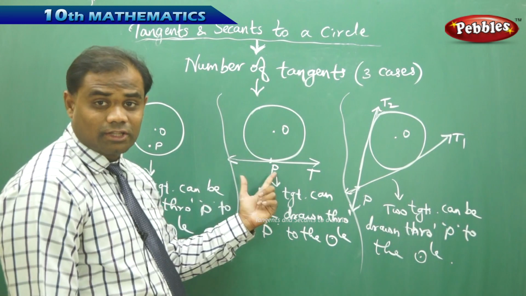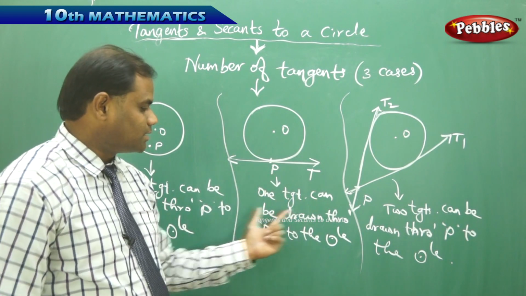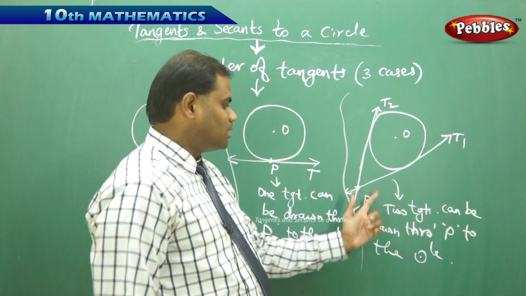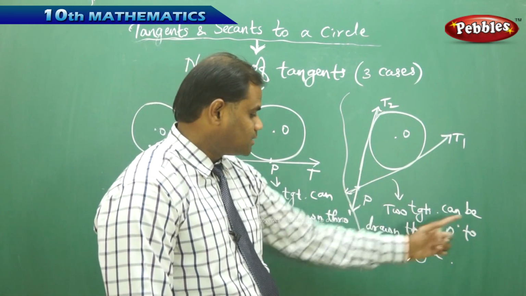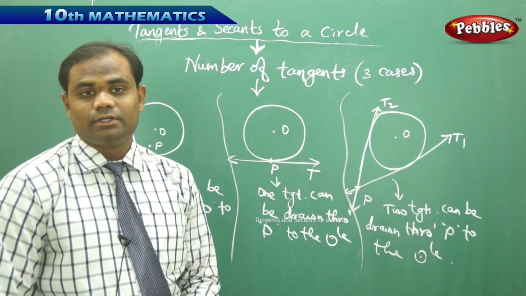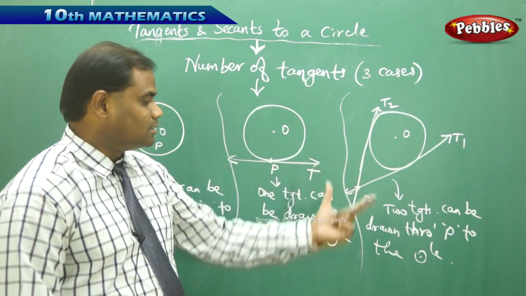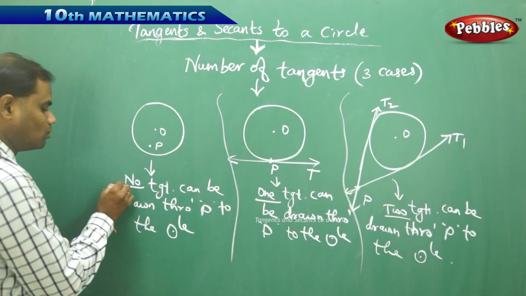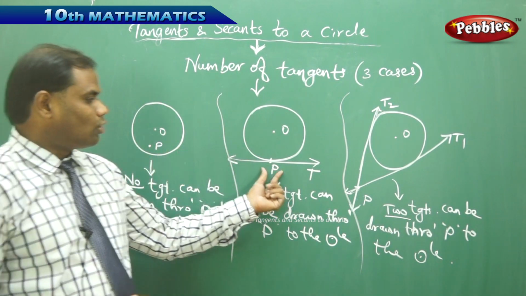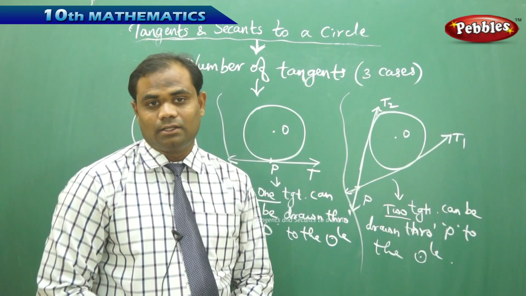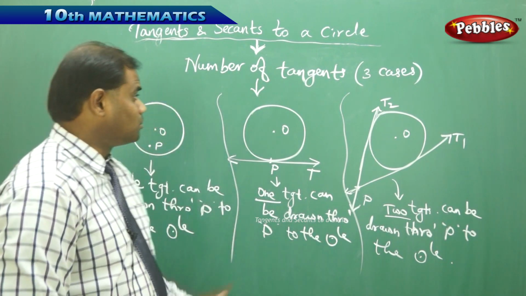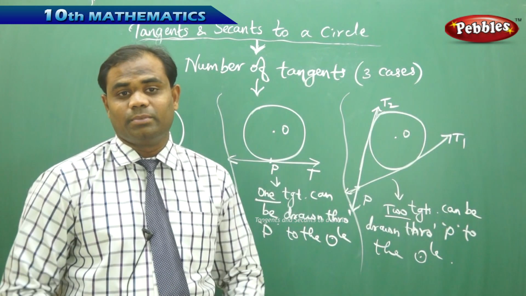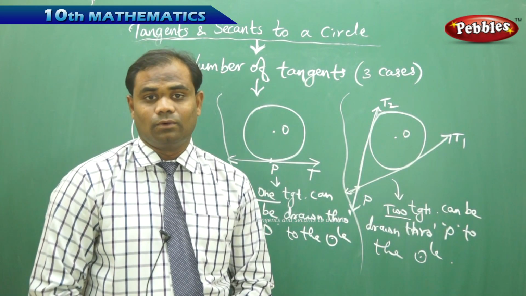If P is on the circle, then there's only one tangent which can be drawn through P to the circle. And for P outside the circle, there are two tangents which can be drawn through P to the circle, as can be clearly seen through the respective diagrams. 2, 1, and no for inside, on, and outside the circle is how we understand the number of tangents connected with three different cases of the point P to the circle with center O.